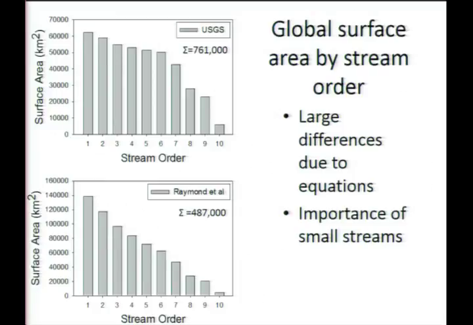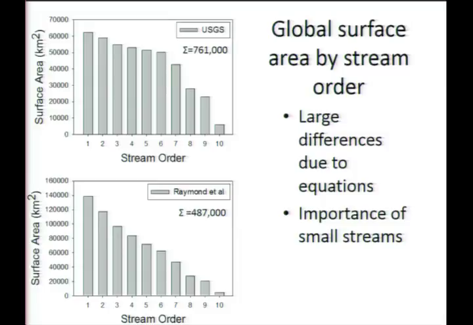And when you scale them out across the entire globe, these are the differences you get in the surface area of streams and rivers using those two relationships of width that the community is now using. Right? You get two differences. One is the total surface area of streams and rivers. Using one, you get 760,000 kilometers squared. Using another, you get around 500,000 kilometers squared, which is a considerable difference.